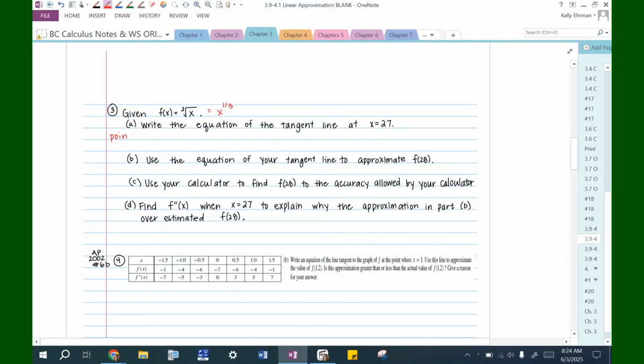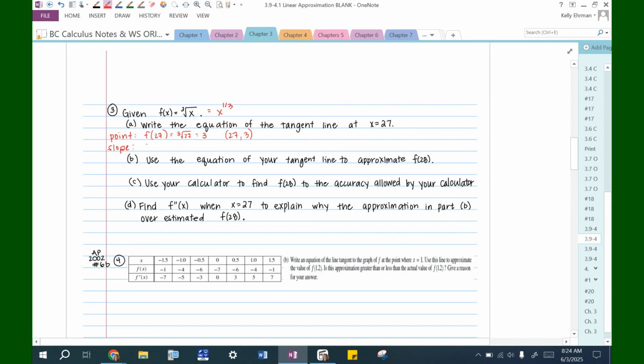So remember, this is often part of a free response. Anytime you're writing an equation for a line, you need a point and a slope. So start with the point. We need to evaluate f of 27, and cube root of 27 is equal to 3. So we've got a point, 27, 3.